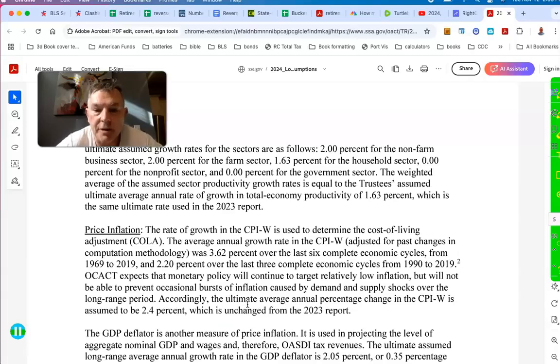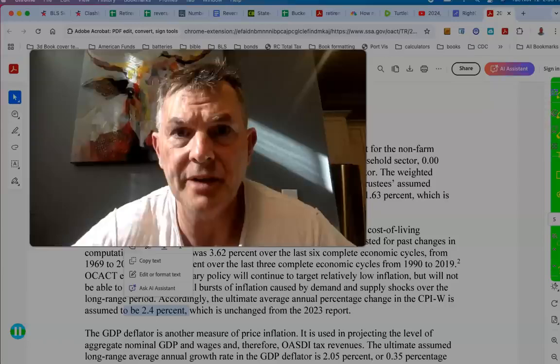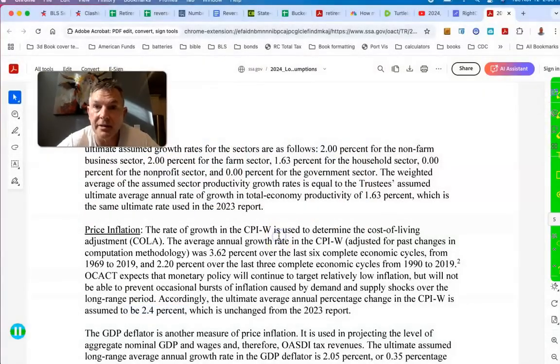Overall, accordingly, the ultimate average percentage change in the CPIW is assumed to be 2.4%, which is exactly what I use in software. All right, 2.4%. But inflation is higher. I'm just going off what the SSA, the Social Security Administration, does.